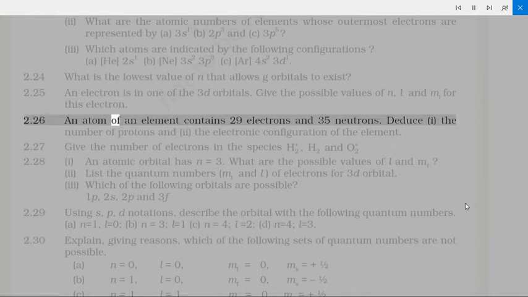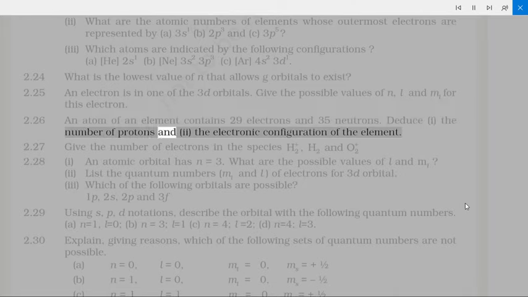2.26 An atom of an element contains 29 electrons and 35 neutrons. Deduce, 1, the number of protons and, 2, the electronic configuration of the element.